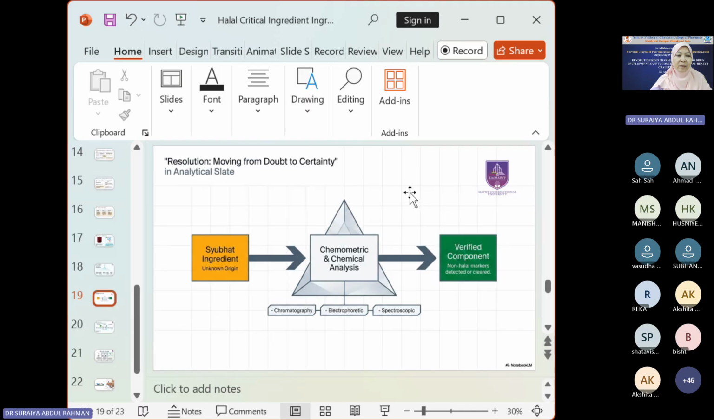Another alternative, which is also required for certain critical ingredients like gelatin and collagen in Malaysia: JAKIM, the authority who issues the halal certification, requires lab testing to establish that there is no porcine DNA in the raw materials. So if you have a shubha ingredient, you need to do lab tests, including chromatography, PCR, electrophoretic, spectroscopic analysis and so on, do chemical analysis, and verify that no non-halal markers are detected in the raw materials.